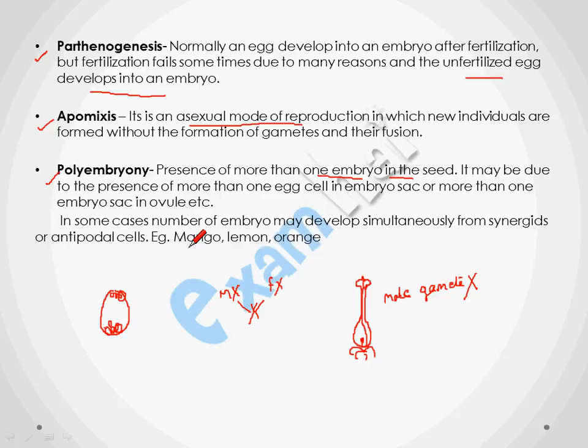Examples are mango, lemon and orange. If you squeeze the seed of an orange, you will find embryos of different shapes present inside the seed. So that is the example of polyembryony.